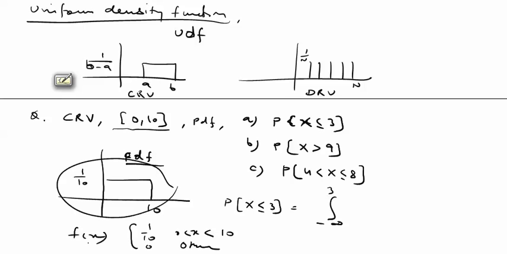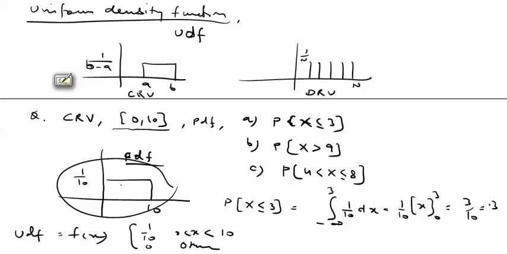This is the definition of UDF, uniform density function. Integral of 1 by 10 dx, which is 1 by 10 x from 0 to 3. By putting in the value we get 3 by 10, 0.3.